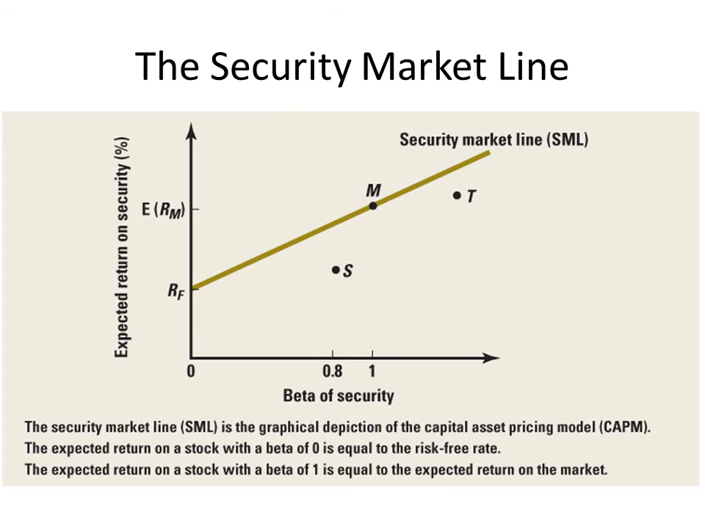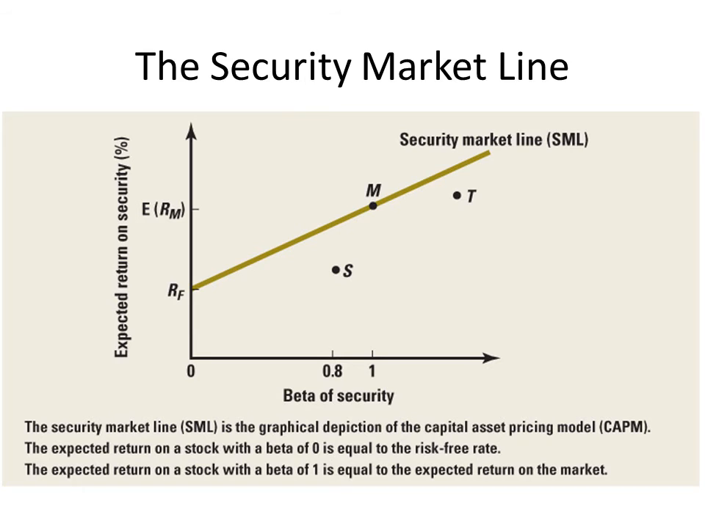Okay, so what do we have here? We have a vertical axis that says expected return on the security, and then we have a horizontal axis that says beta of the security. And we know that beta is a measure of how something performs versus the market. If something goes up 2% when the market's up 1% and goes down 2% when the market's down 1%, then that stock would have a beta of 2.